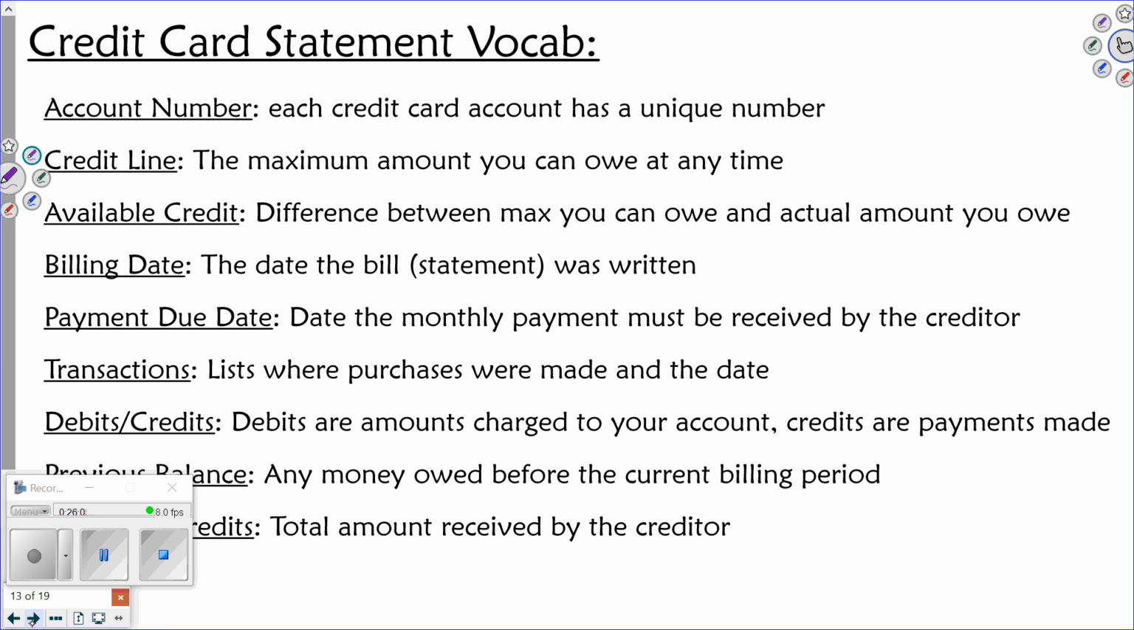You'll have all your transactions, so they will list all your purchases and the date they were made. This is a big thing, guys, that I would look at when you get a statement in the mail. Make sure that you're looking at this going, did I actually make those charges? Or did somebody swipe your credit card number at some point and use your card? So always look at those.